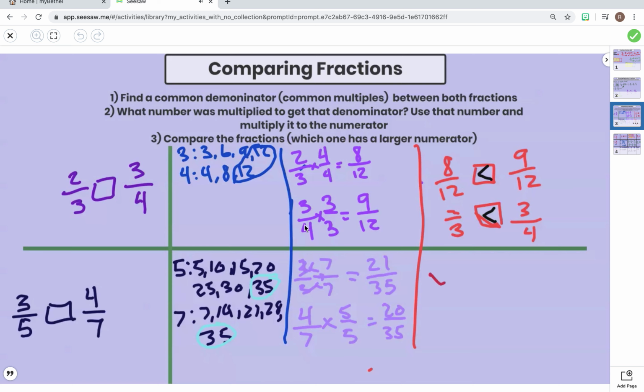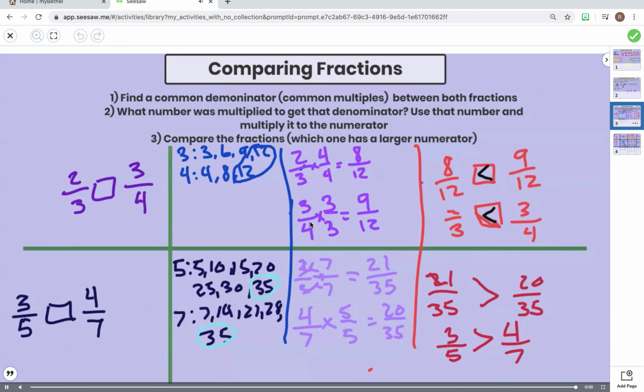We have 21/35 and 20/35. And 21/35 is greater. So that means 3/5 is greater than 4/7.